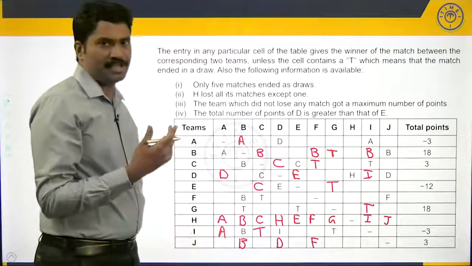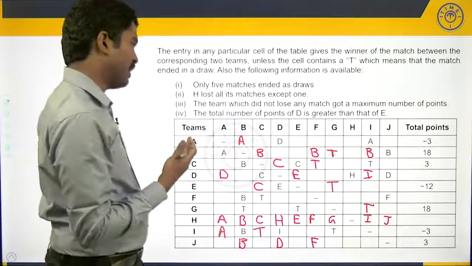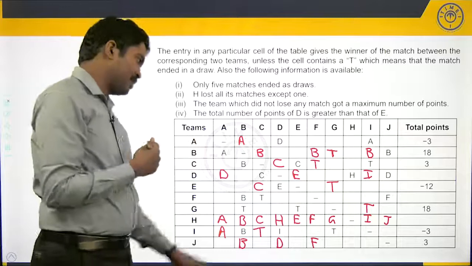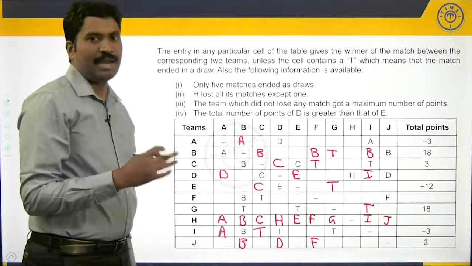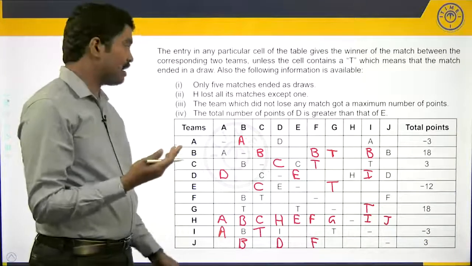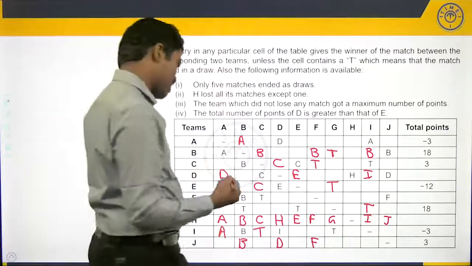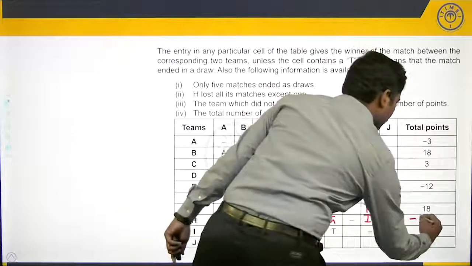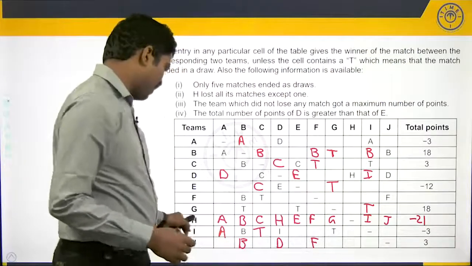So how many matches is H playing against the remaining 9 players? It would play a total of 9 matches, right? Out of 9 matches, 1 win and 8 losses. 8 losses is 8 into minus 3, minus 24. Minus 24 plus 1 win is minus 24 plus 3, which is minus 21. That's very negative.